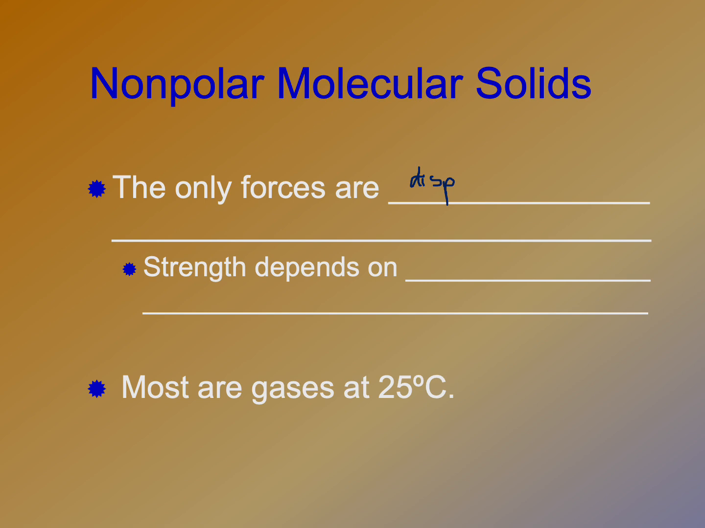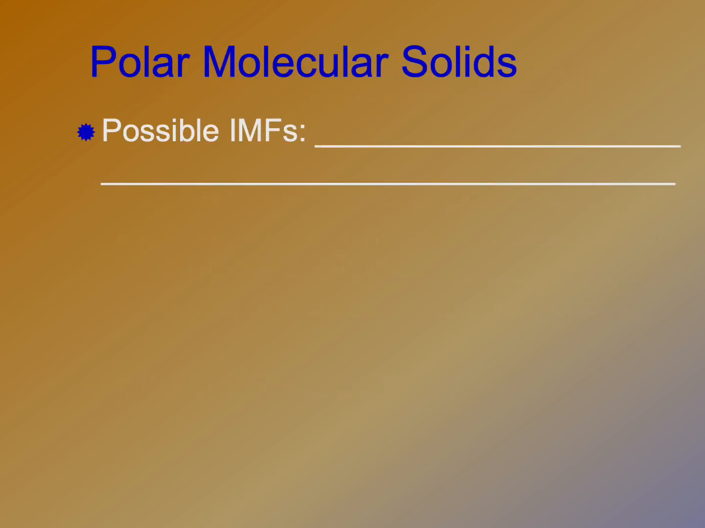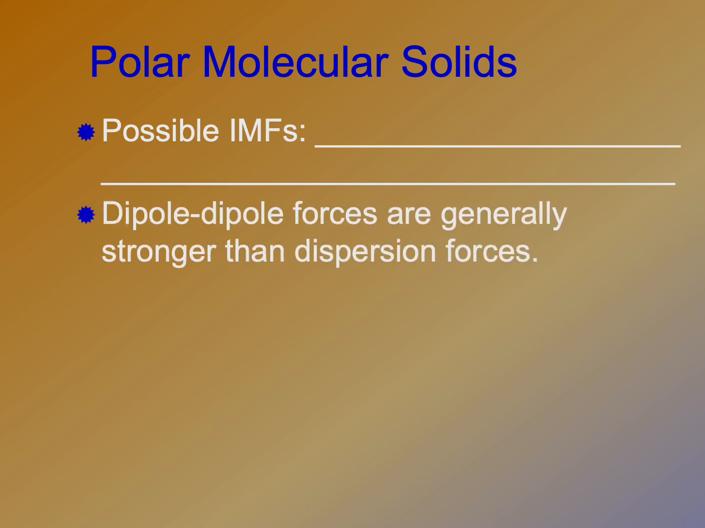With polar molecular solids, these typically have the dipole forces. They can also have London dispersion forces. And if it has hydrogen with one of those very electronegative elements, it can also have hydrogen bonding, depending on what is bonded together. Those dipole forces in polar molecular solids are generally stronger than the dispersion forces.